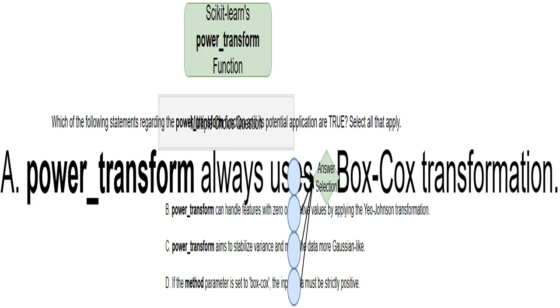It sets the stage for evaluating different claims about how the power_transform function behaves. Each subsequent row lists a statement to be evaluated. This statement claims that the power_transform function exclusively utilizes the box-Cox transformation. The box-Cox transformation is a statistical technique to make data more normally distributed, but it requires strictly positive values.